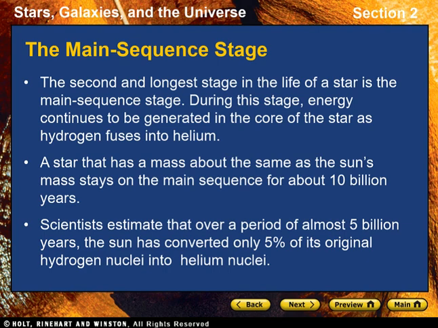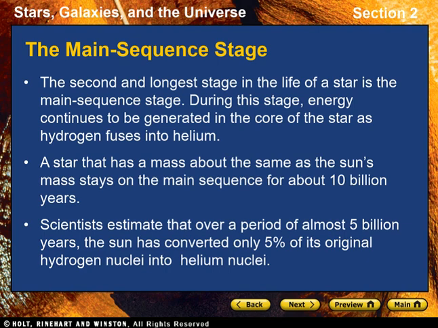For example, when only 1 gram of hydrogen is converted into helium, the energy released could keep a 100-watt light bulb burning for more than 200 years. A star that has a mass about the same as the Sun's mass stays on the main sequence for about 10 billion years. More massive stars, on the other hand, fuse hydrogen so rapidly that they may stay on the main sequence for only 10 million years.